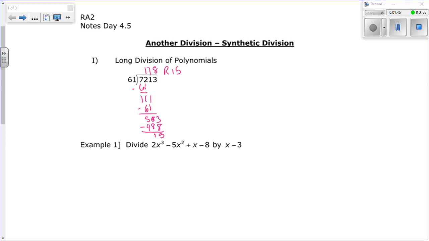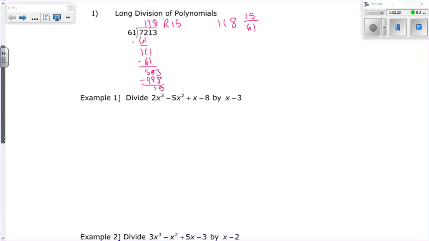The last time you saw remainders, that's probably how you wrote it. But really, what I want you to think of it as is 118, and there's 15 parts of the 61 that you divided by left over. So it's really 118 and 15 61sts. What's a little bit different in synthetic division is that I think every single one of them has a remainder in it. And I'm going to show you how to work with that with a long division problem as well.